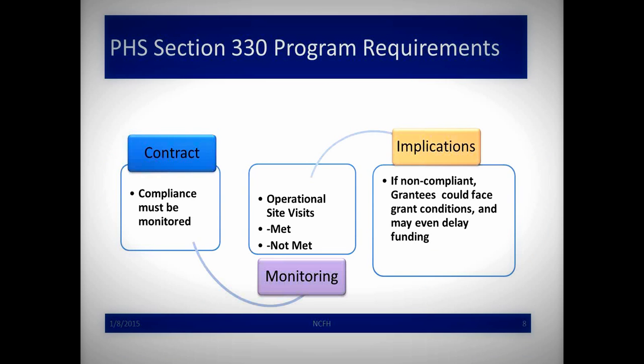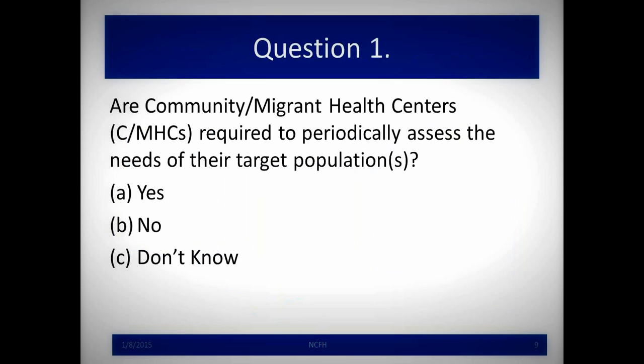The way that the Health Resources and Service Administration assesses compliance with the 19 program requirements is through an operational site visit, in which a team of reviewers will assess such compliance. Depending on the results of the visit, the health center could face some grant conditions and could even delay funding. Before engaging in program requirement number 1, we have a question for you. So, Auburn, can you please read the question?